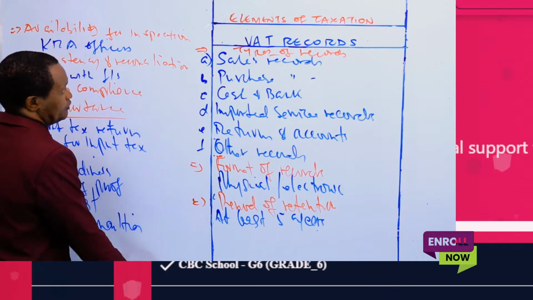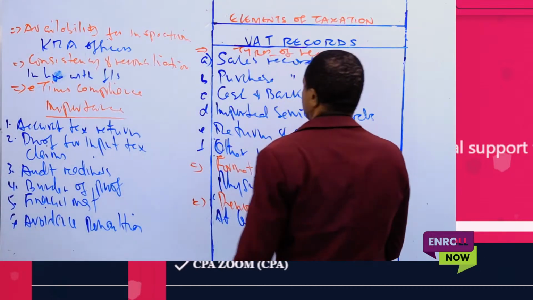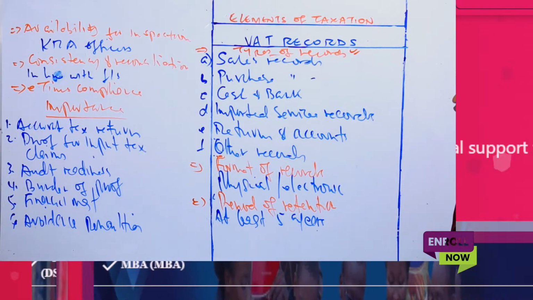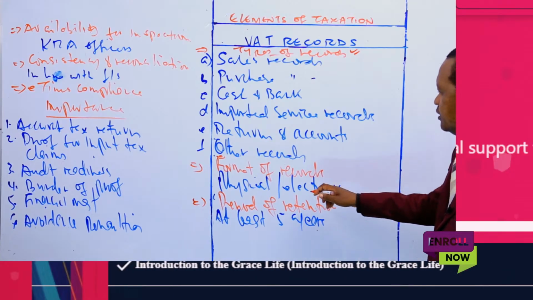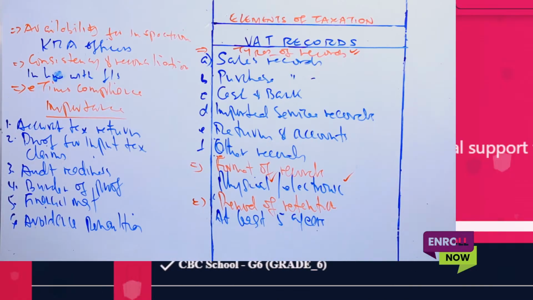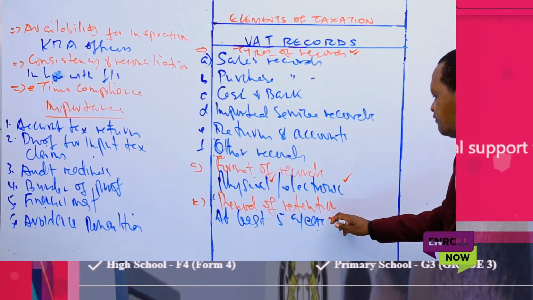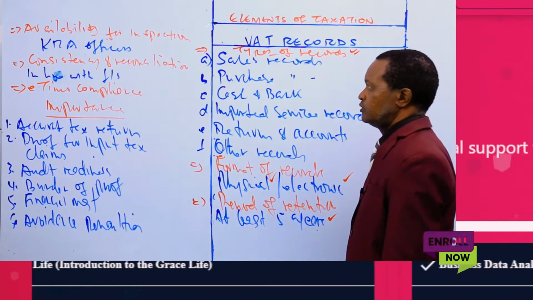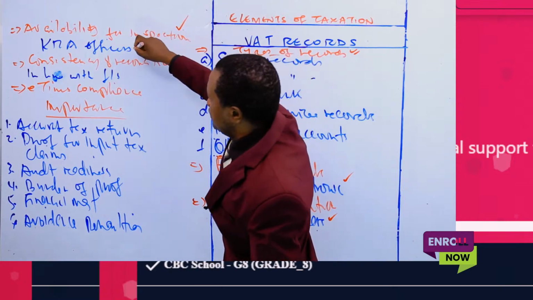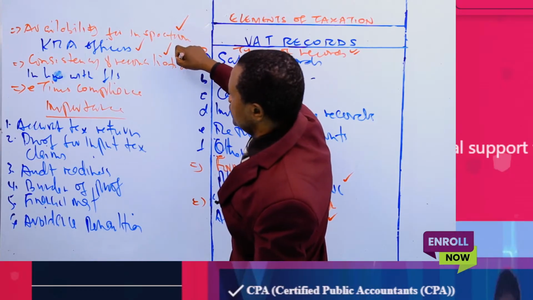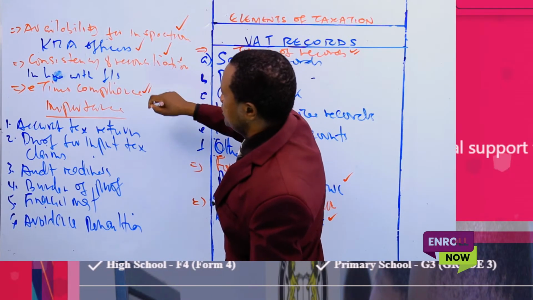In this lesson, we've identified the types of records. We've also seen that the format of VAT records should be in physical form or electronic form. The VAT records should also be maintained for at least 5 years. We've seen why these records should be made available for inspection by KRA officials. We've seen the importance of consistency and reconciliation, and eTIMS compliance.